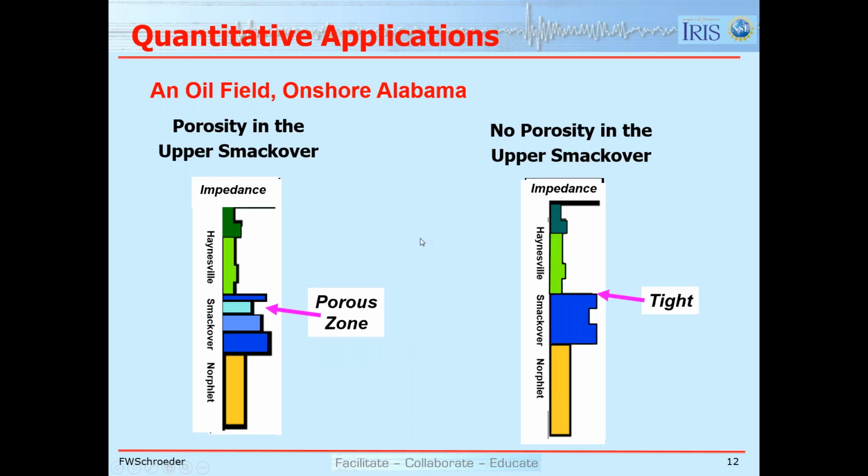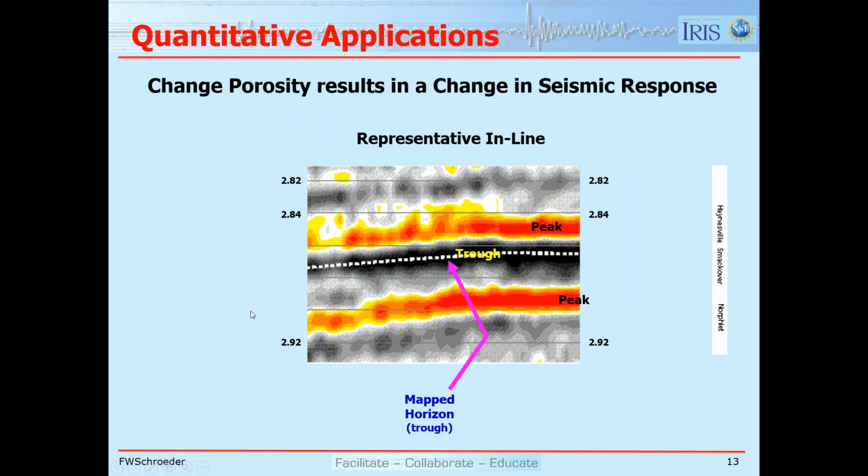So I'll talk about an example where we used quantitative applications. It's onshore Alabama, and the interval of interest is called the Smackover carbonates. We have the Haynesville clastics above it, then we have the carbonates, the Smackover, and then they sit on top of the Norphlet. In some wells, we have a porous zone at the top of the Smackover. In other wells, it's tight at the top of the Smackover. And if it's tight, it's higher impedance. If it's porous, then the impedance near the top of the Smackover is reduced.